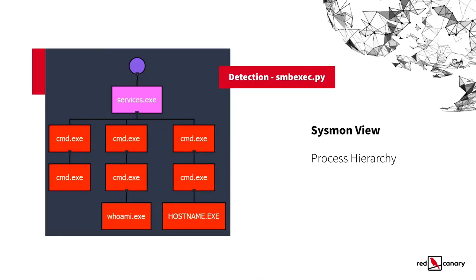And this is what it looks like in Sysmon from a process hierarchy standpoint. So services spawning CMD, and then, again, did the simple enumeration with whoami and hostname.